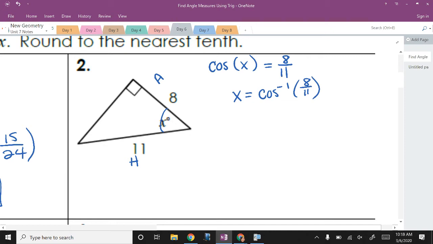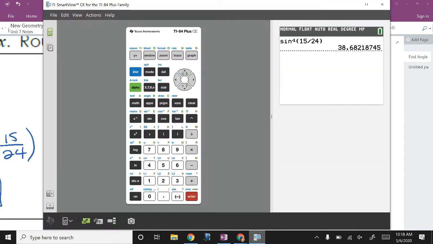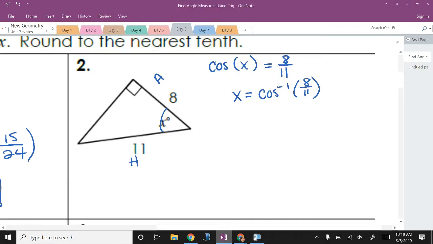Okay? Y'all with me? So in our calculator, what do we type? Second cosine, 8 divided by 11, close your parentheses, enter, and we will round it to about what? 43.3 degrees. So x is approximately 43.3 degrees.